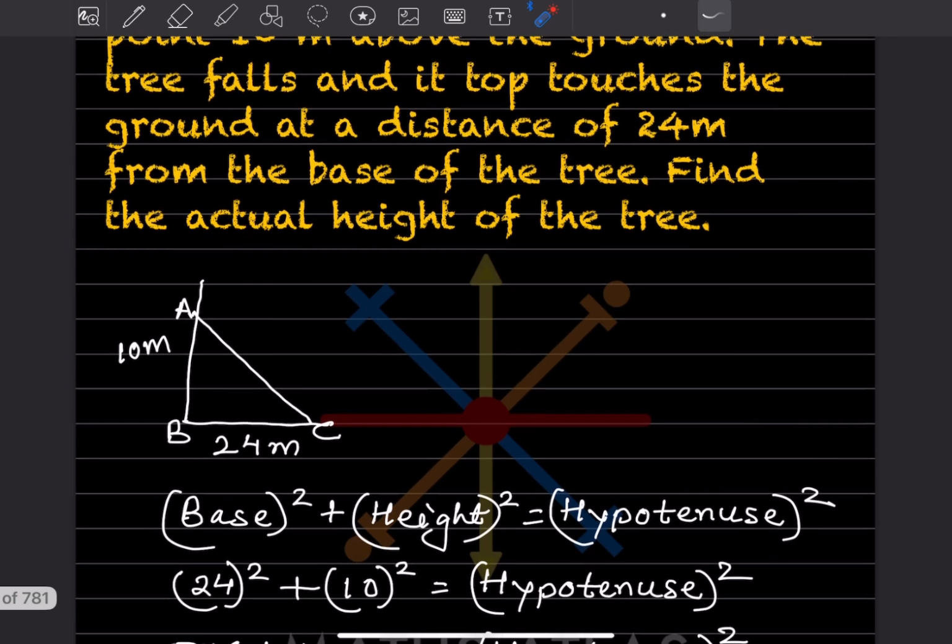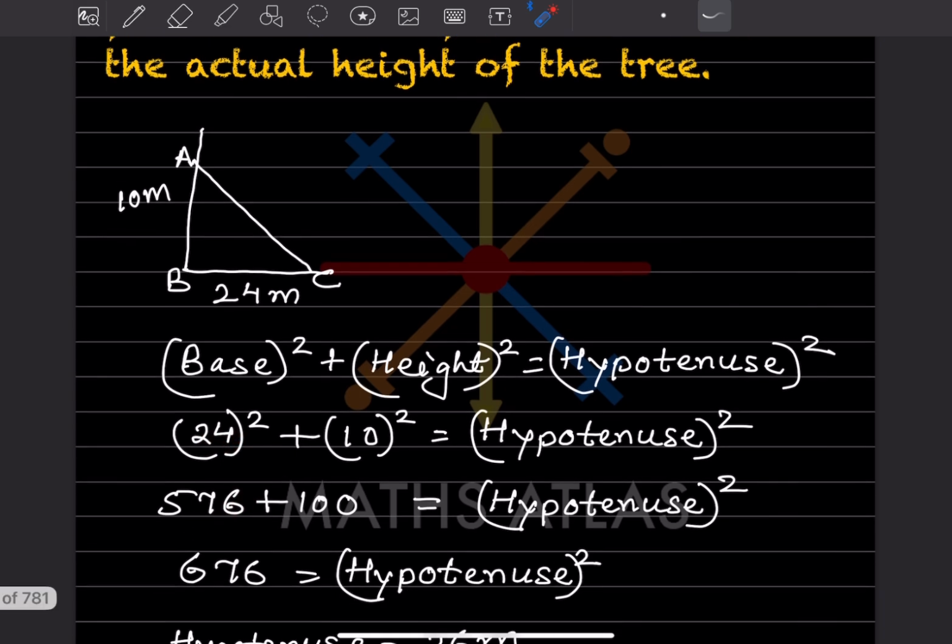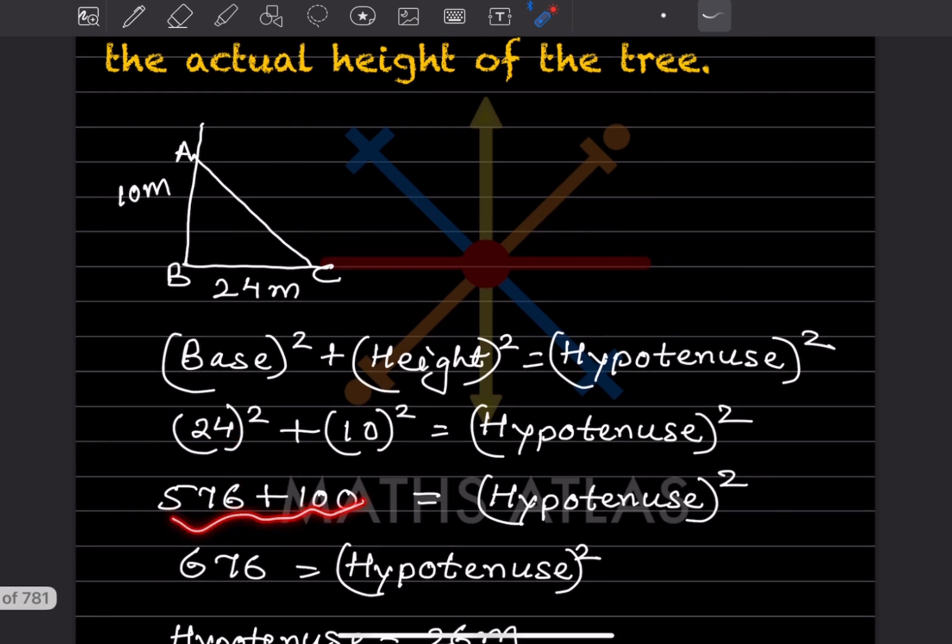So now here we have the base square. Because this is a right angle, base square plus height square equals the hypotenuse square. So base is 24 squared plus height 10 squared is the hypotenuse squared. The square of 24 is 576, plus 100, so 676 is the hypotenuse square.